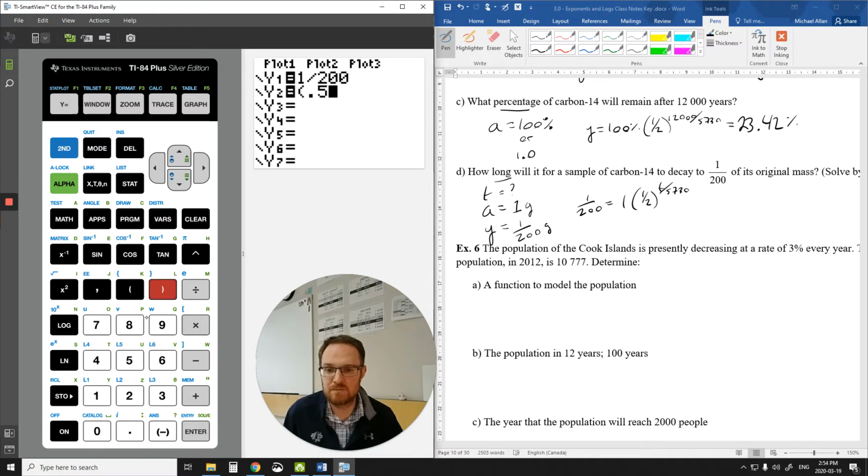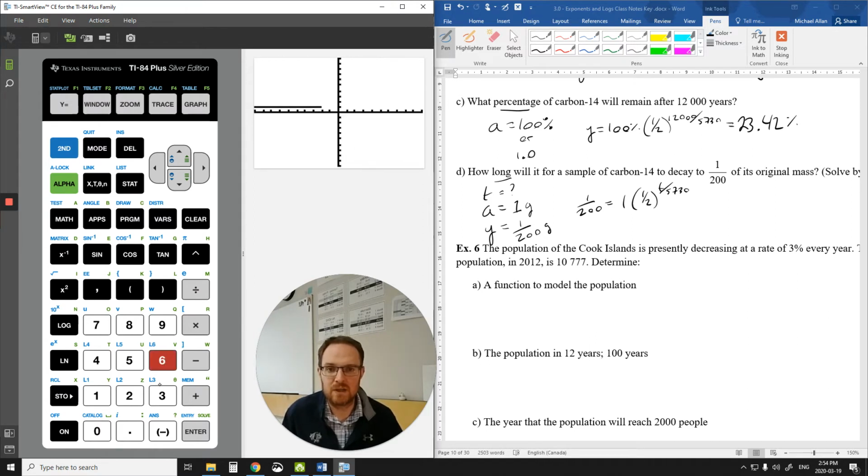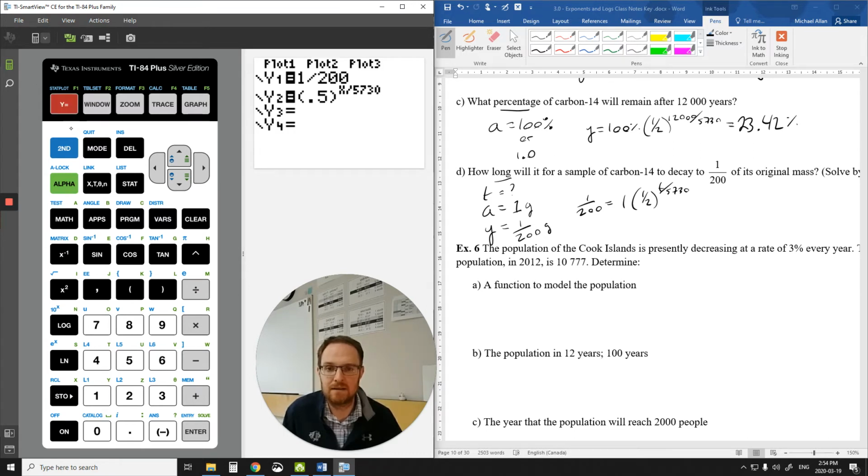I'm going to use this 0.5 rather than 1 over 2. And I'm going to raise that to the power of x over 5730. So everything looks good there. I'm going to just put my zoom back to the way it was. Yep, there's a line. Yeah, it looks pretty good.